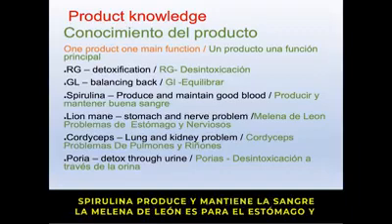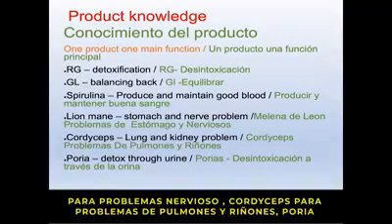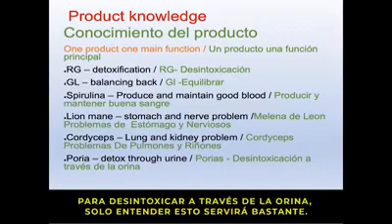Spirulina can produce and maintain good blood. The alignment is for the stomach and nerve problem. Cordyceps is for the lung and kidney problem. Poria detoxes the body through the urine. Just understanding these basics will do.